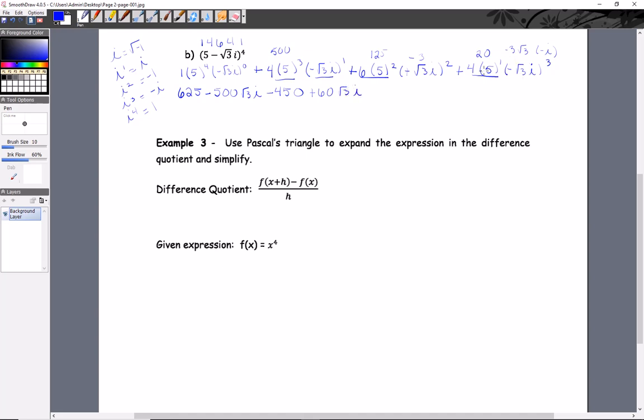Right? Again, this is 20. This will be negative times negative, which will make it positive. 3 times 20 is 60, and you have the root 3, and you have your now positive I. So we have one more term to do, and I think I'll just do it down here. This will be plus 1 times 5 to the 0 power, and times negative root 3i raised to the 4th power.